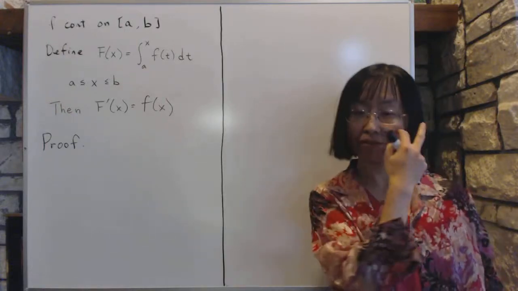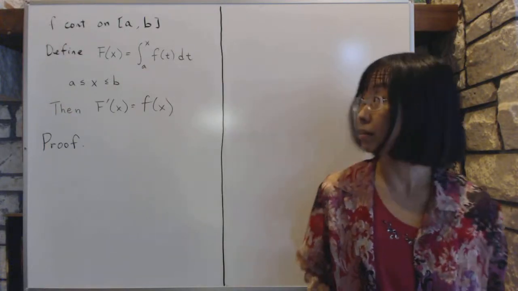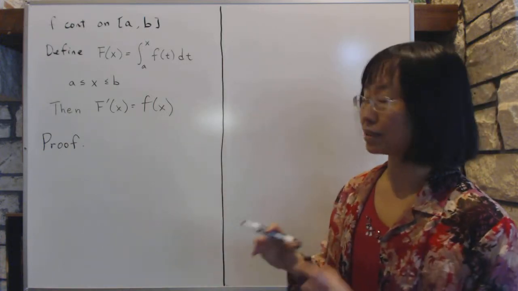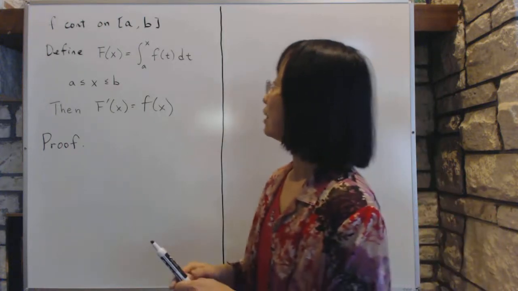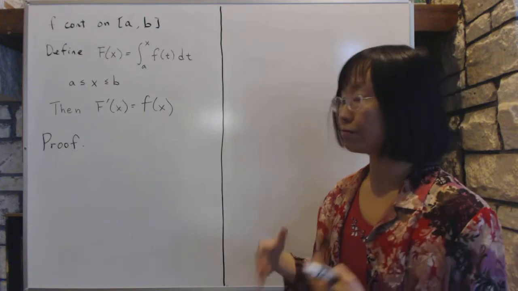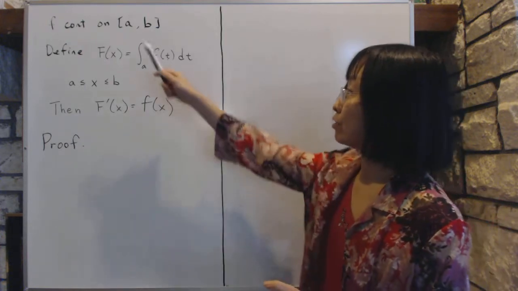Section 1.52, the fundamental theorem of calculus. Now let f be a continuous function on [a, b], a closed interval. It's very important that it's closed. Define big F of x equal to the integral from a to x of the small f we just mentioned, f(t) dt.